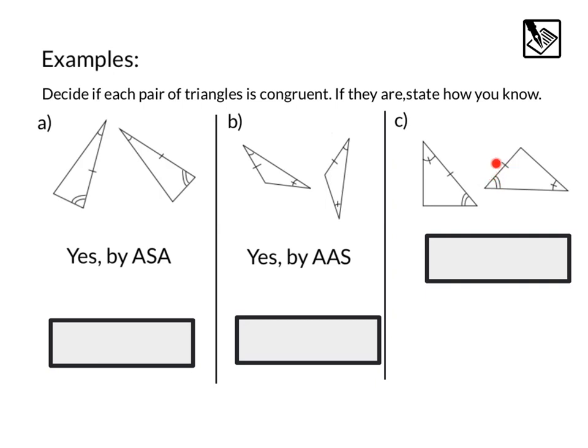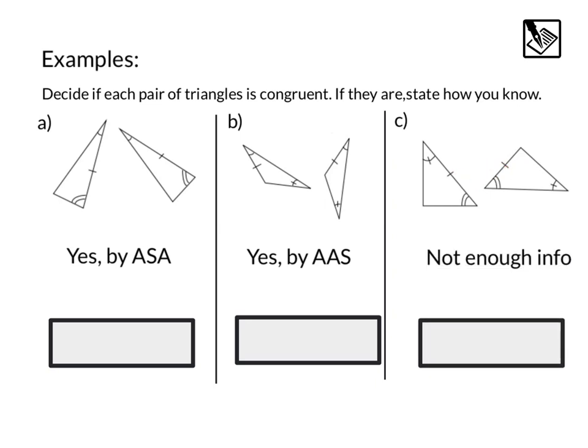So since those congruent marks are showing that they're not matching up in the same spots, we actually do not have enough information to say whether or not these two are congruent. So it is important to make sure that these match up perfectly to claim it's congruent by one of those relationships.